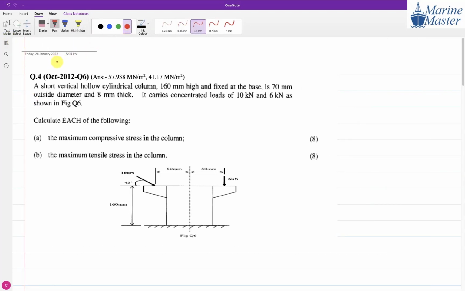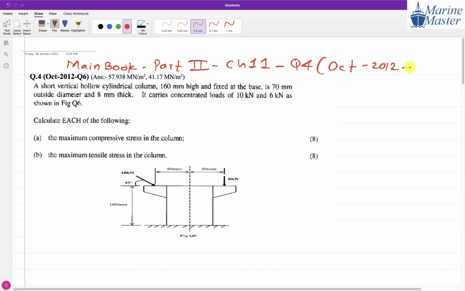Everyone, before going further, give the heading of the question. Main book, part 2. This is chapter number 11, question number 4, from the October 2012 exam, question number 6.